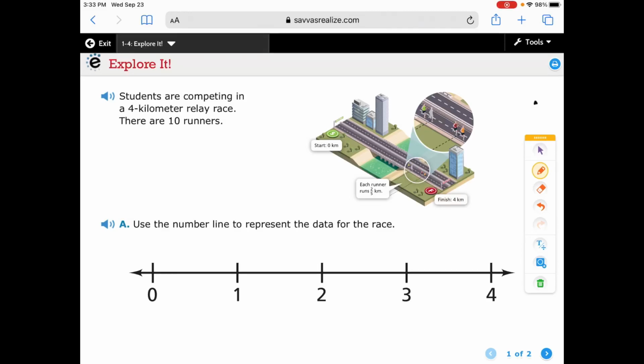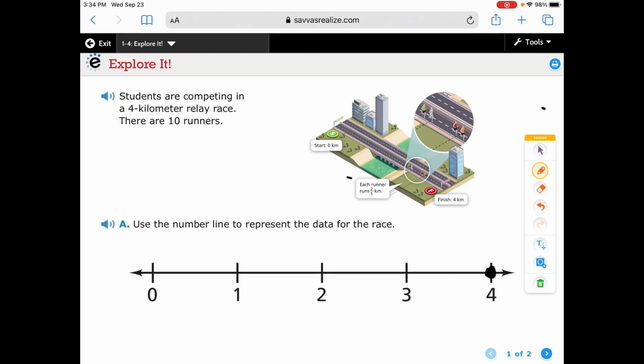All right, so what we're going to do here is it says read through it. We'll read through it first to get a little visual here. It says students are competing in a 4 kilometer relay race. So it's a total of 4 kilometers, which is indicated by the number line here. All right. And then there are 10 runners. So we're splitting this up amongst 10 runners.